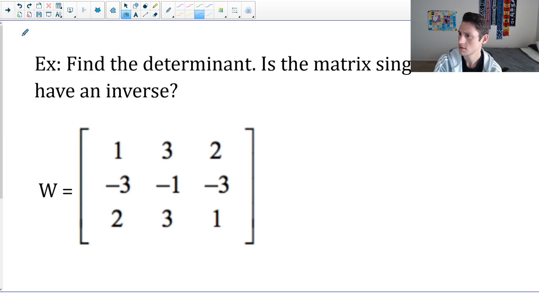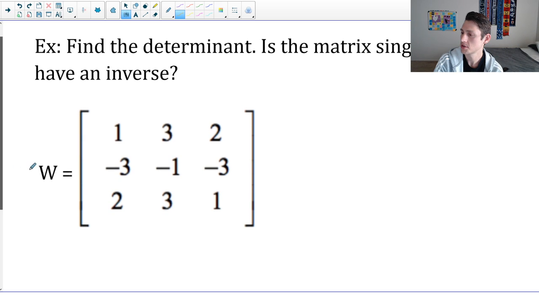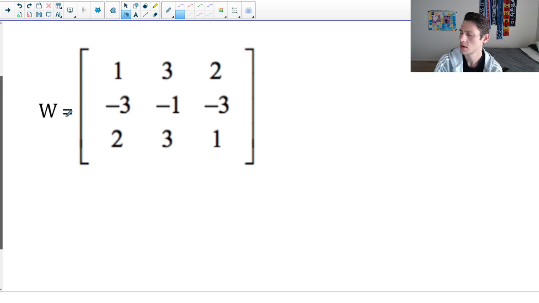All right, let's try this again. All right. So we have a matrix W. Find the determinant. Is it singular? Does it have an inverse? So we start with our first number. So determinant of W is the first coefficient, 1.